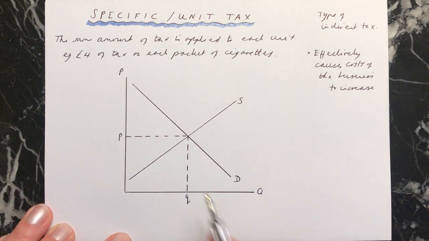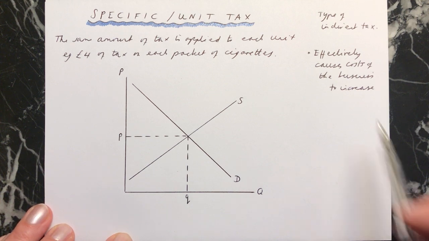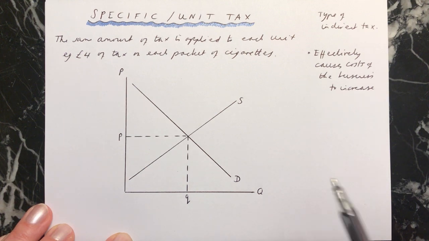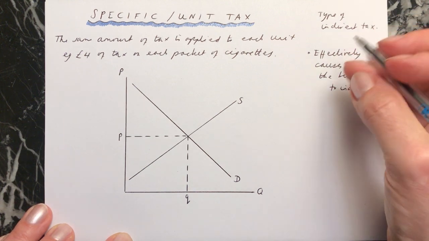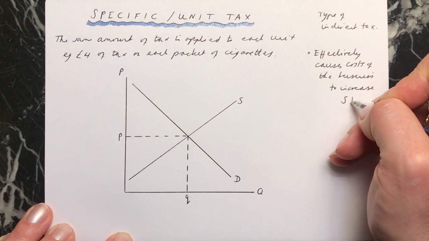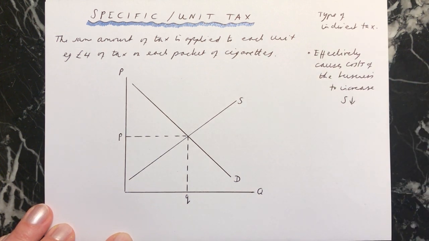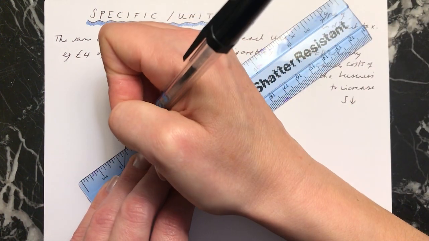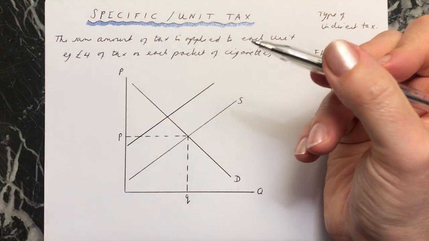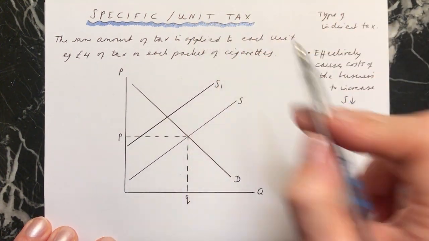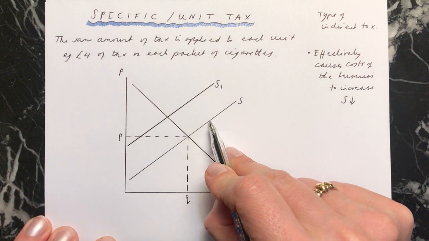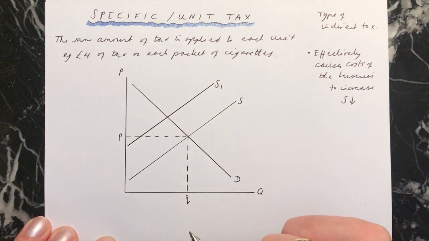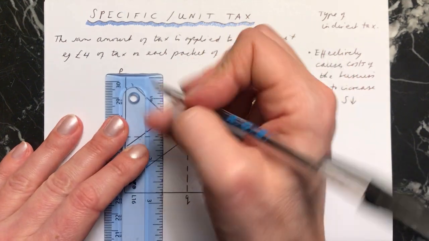So in effect, when the tax is applied to the product, it causes the costs of the business to go up. If we want to show this in a diagram, you might be asked to do this in the exam, or you might have to look at a diagram and explain what's happening. If the costs of the business go up, you know that that will affect supply. And when the costs go up, supply will decrease. And when supply decreases, left is less, the supply curve shifts to the left. Because this is a specific tax or unit tax, the shift of the curve will be parallel to the left. That's important. Then we can put in our new equilibrium.